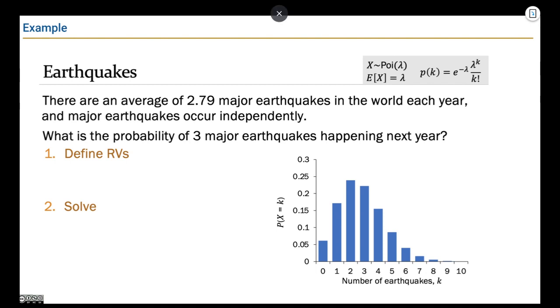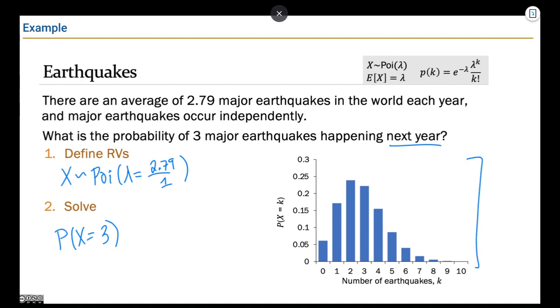All right, so let's define a random variable. Let's let x be the number of major earthquakes in the next year. In that case, we can think of this as a Poisson random variable, where lambda, again, is the number of successes, or you could think of events, in the given time interval. Since I'm looking at the time interval as being the next year, I'm going to have lambda be 2.79 per 1 year. And then this is really asking us, what's the probability x is 3? This is the exact distribution if you think of this as Poisson.